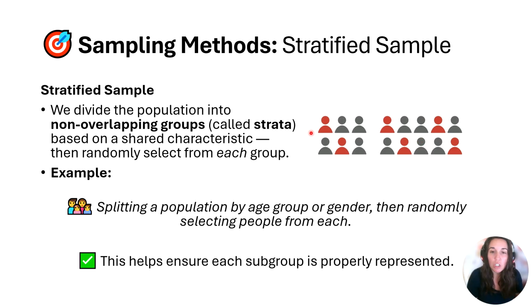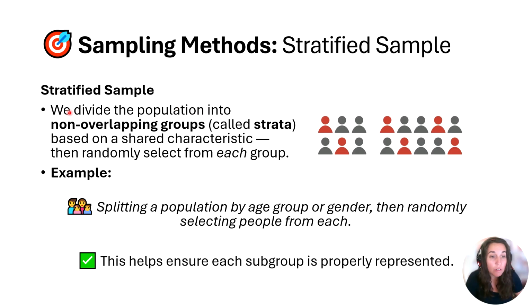So if I look at this image here, right, maybe I split my population into age group 0 to 20 here, and then age group 21 to 30, and then maybe I have age group 31 to 40, and then I have 41 to 50, and so on and so forth. And then from within the 0 to 20 group, I randomly select a few members. From within the 21 to 30 group, I randomly select a few members. From the 31 to 40 group, I randomly select members from that group. And so this helps to ensure each subgroup is properly represented.